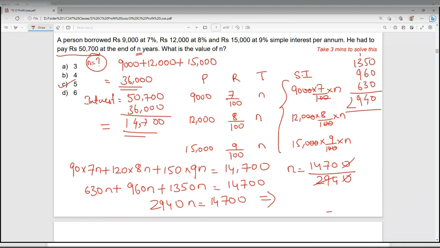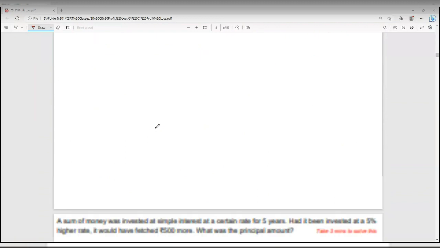64% have got option C. So if you have any doubts, please ask. Yeah, Haley, I'll allow you to speak. If there are no questions, we'll move to the next question then. Okay, we'll move to the next question.